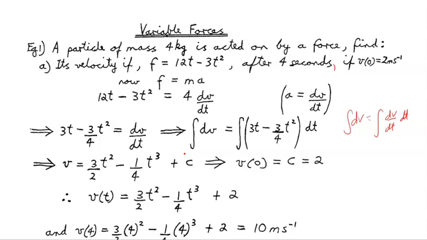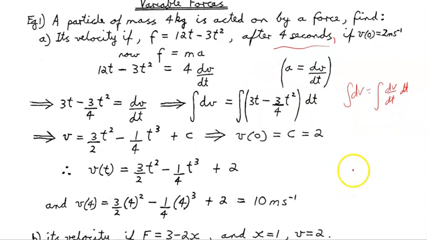And we're told that at t equals 0, v of 0 is equal to 2. So if I put t equals 0 in here, all that disappears. v of 0 is equal to 2, and that tells us the constant must be equal to 2. And so our velocity as a function of time is 3/2 t squared minus 1/4 t cubed plus 2.